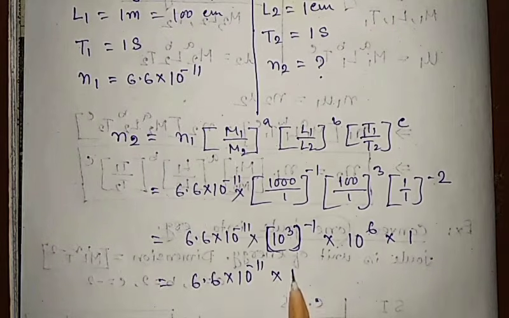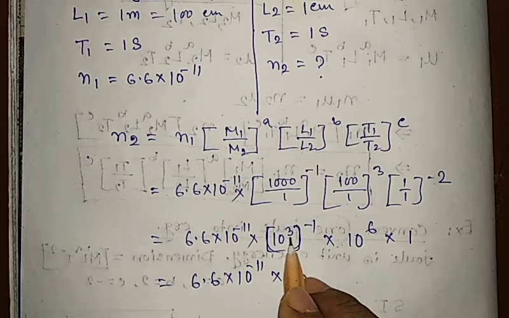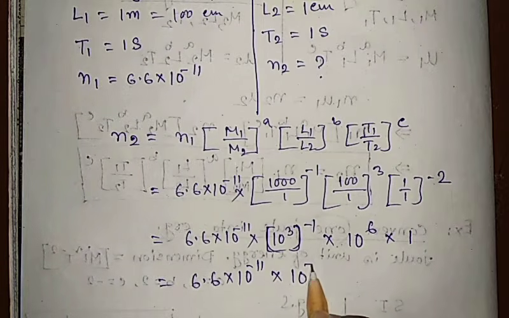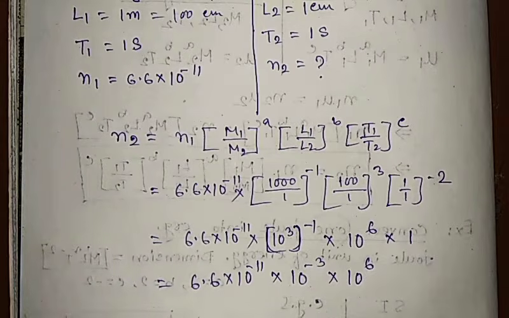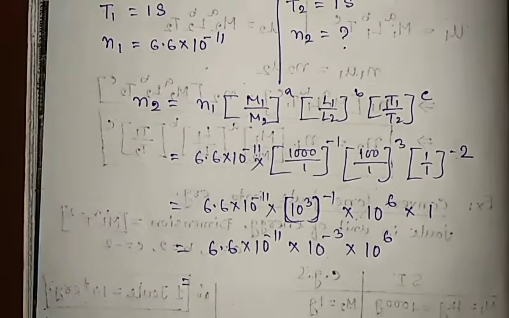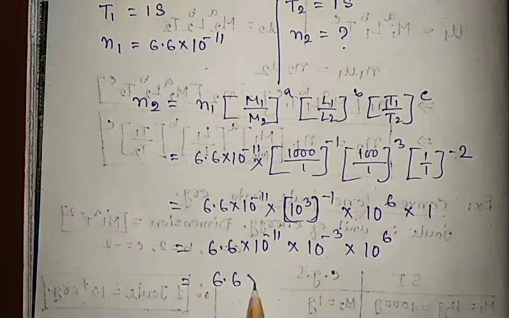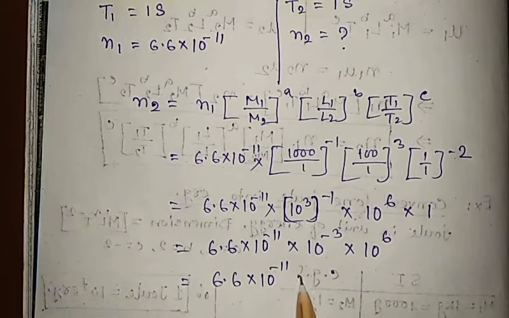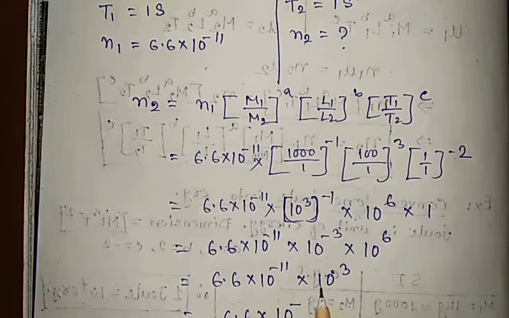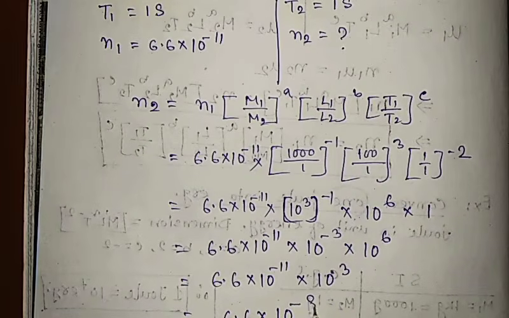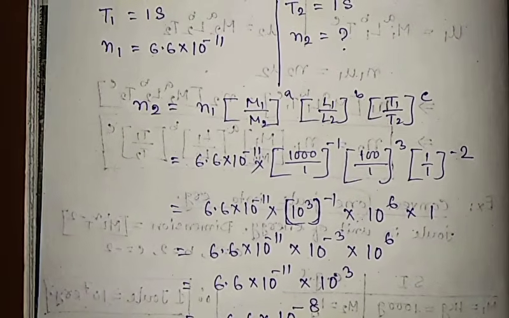into 10 to the power 3 multiplying by minus 1. This is the minus 3 into 10 to the power 6. This is 6.6 into 10 to the power minus 11 into 10 to the power 3. This is equals to 6.6 into 10 to the power minus 8. Okay, this is the value of the N2.